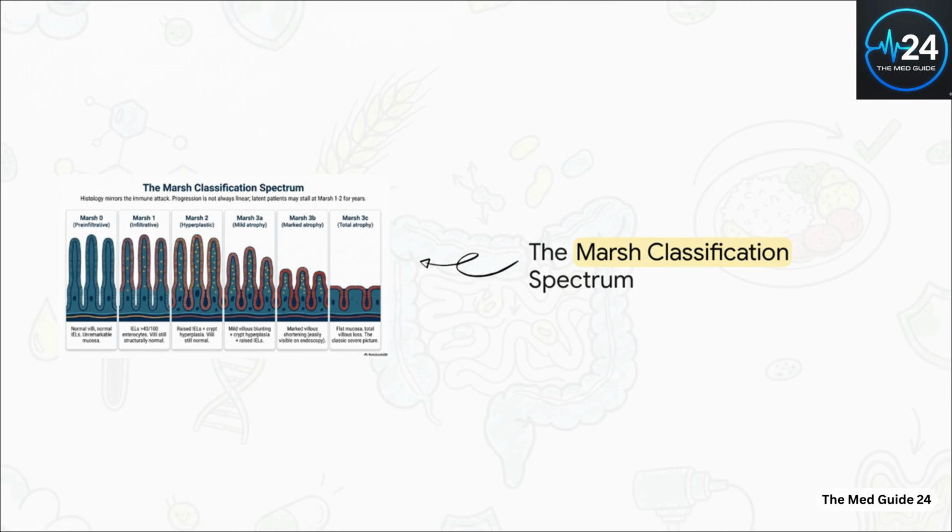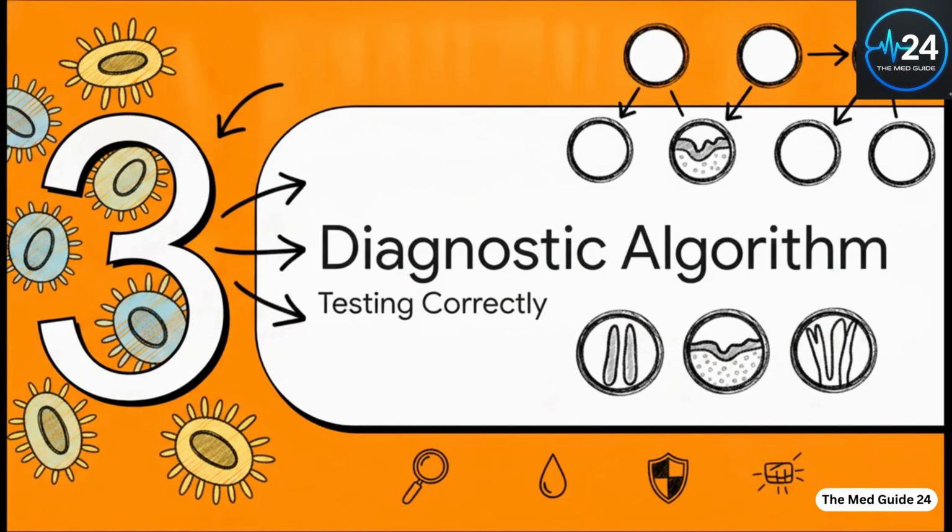You're going to see these exact inflammatory changes graded clinically on the Marsh Classification spectrum. It ranges from a normal, uninflamed mucosa all the way down to complete villous flattening, which is Marsh 3C. And keep in mind, progression isn't always linear. A patient might stall at Marsh 1 or 2 for literally years, where you only see raised IELs and crypt hyperplasia while the villi structurally hold on. But by the time they hit Marsh 3A, 3B, and 3C, you see that unmistakable blunting and shortening that severely impairs nutrient absorption.